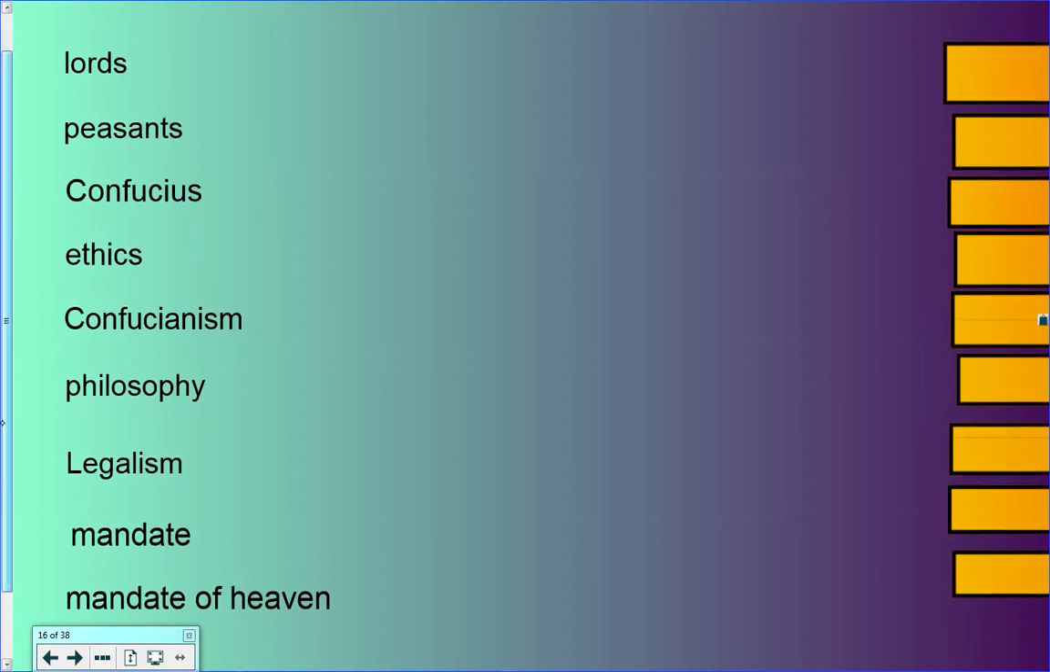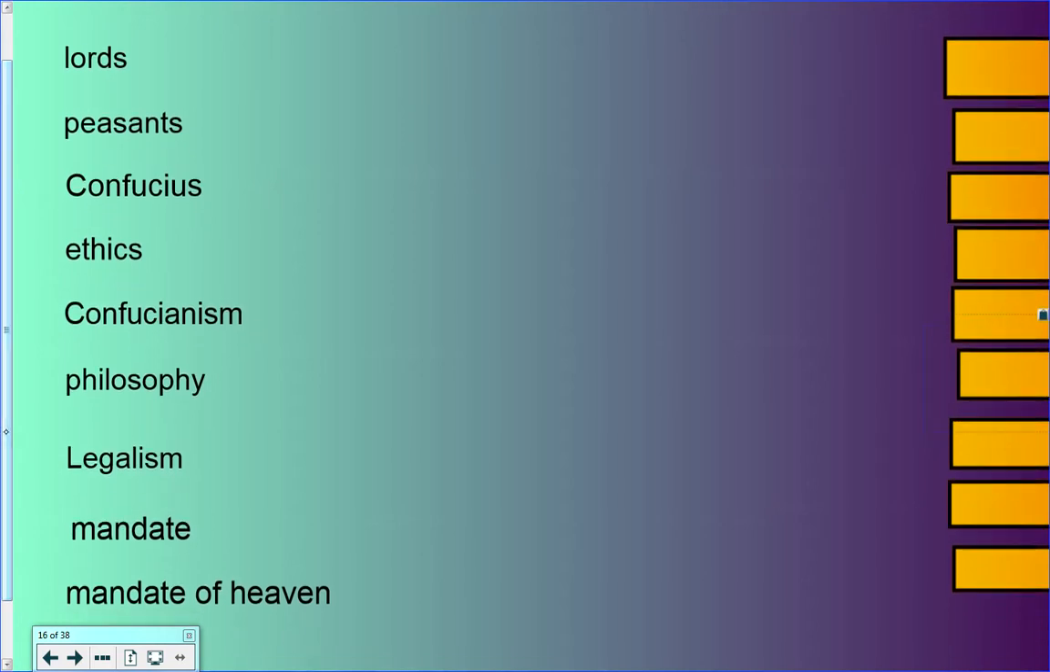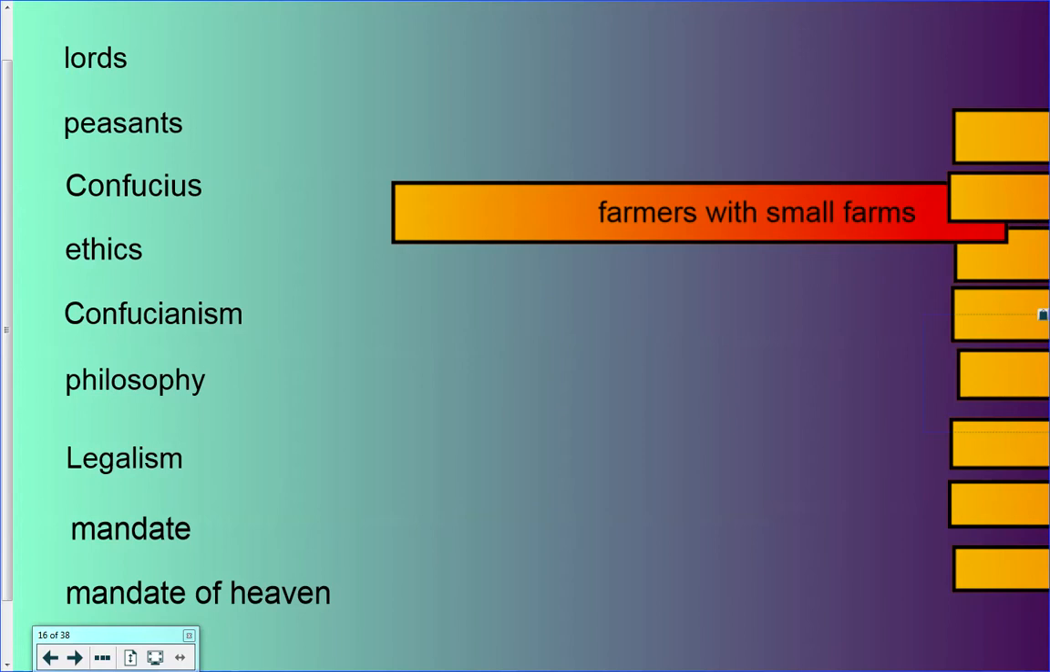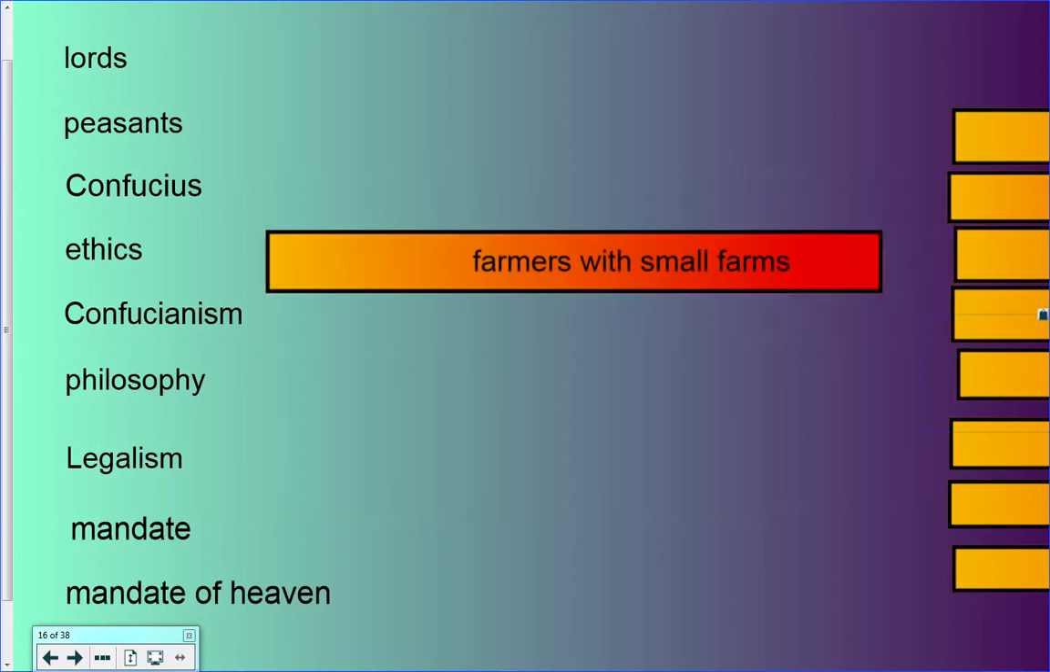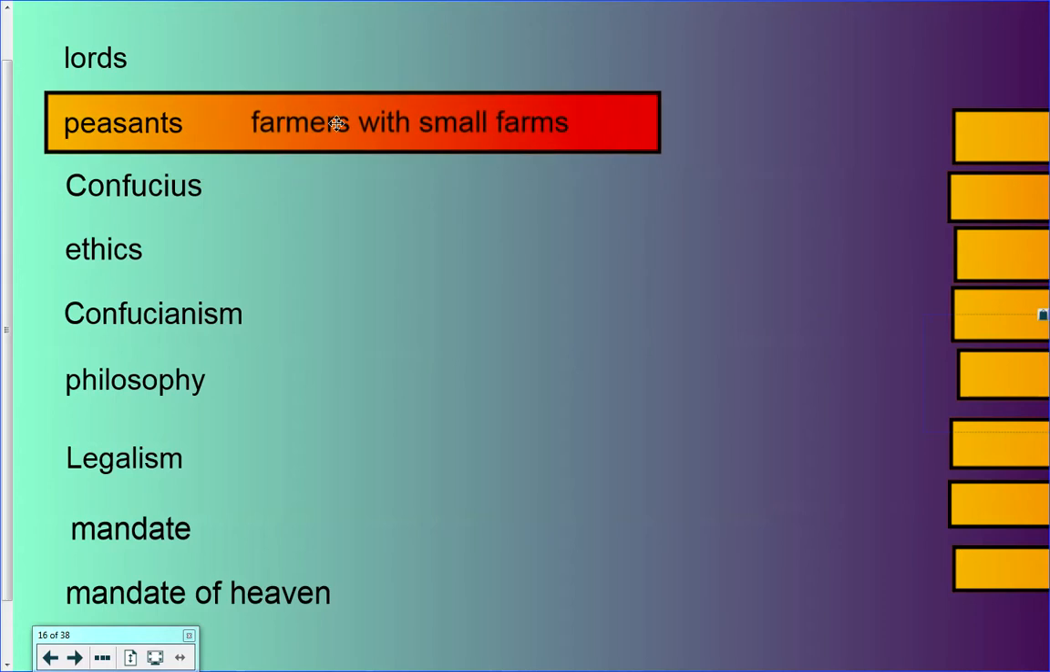Now I'm going to pull out each definition. I'm going to read each definition, give you a second to pause the tape to decide which word you think that definition matches, and then you can play the tape and see if you're right. So here we go. Let's start with the top one. Farmers with small farms. That one goes to peasants.